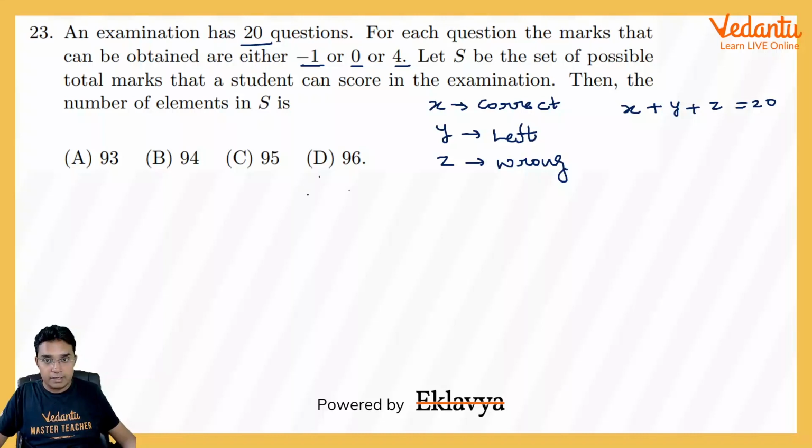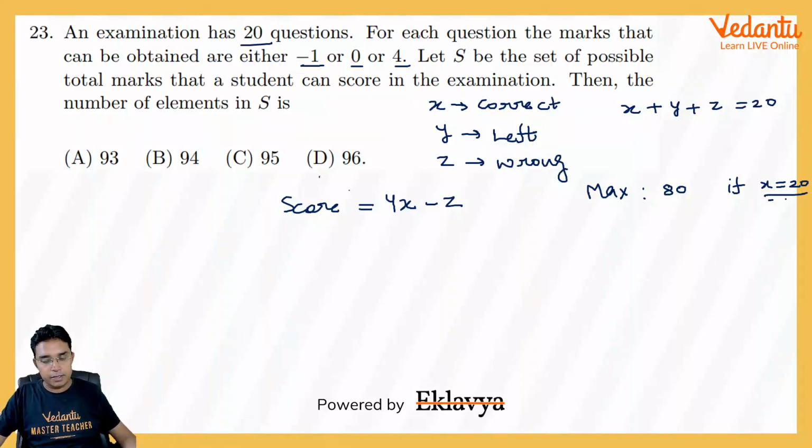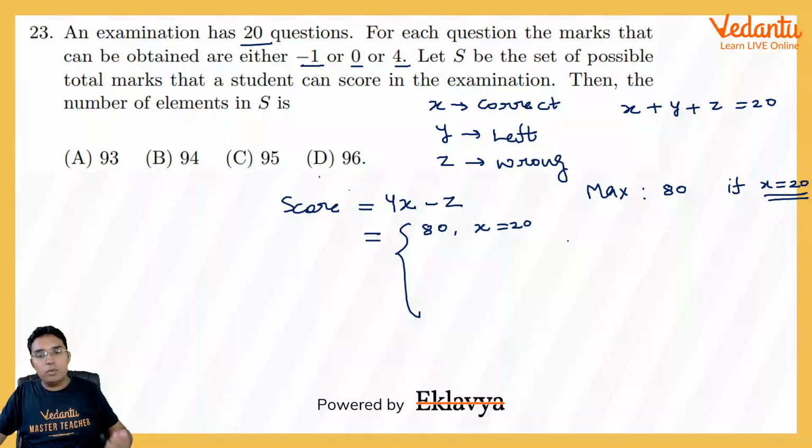Now my score S. For the correct questions I will get 4x, and for wrong I will get -z. So that is what I am going to get. I think it is very obvious that the maximum would be 80, if my X is 20, that is all questions are correct. Now, what will be the next possible score? Let me write it here: 80 when X is 20. What could be the next score?